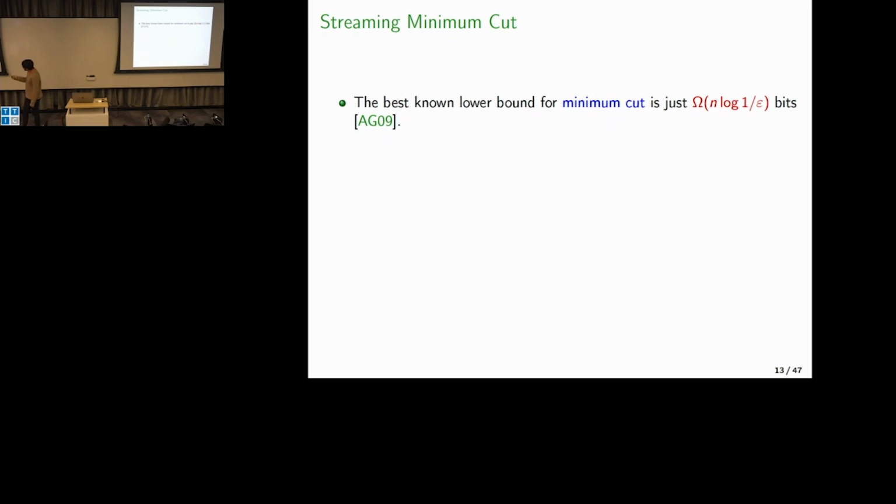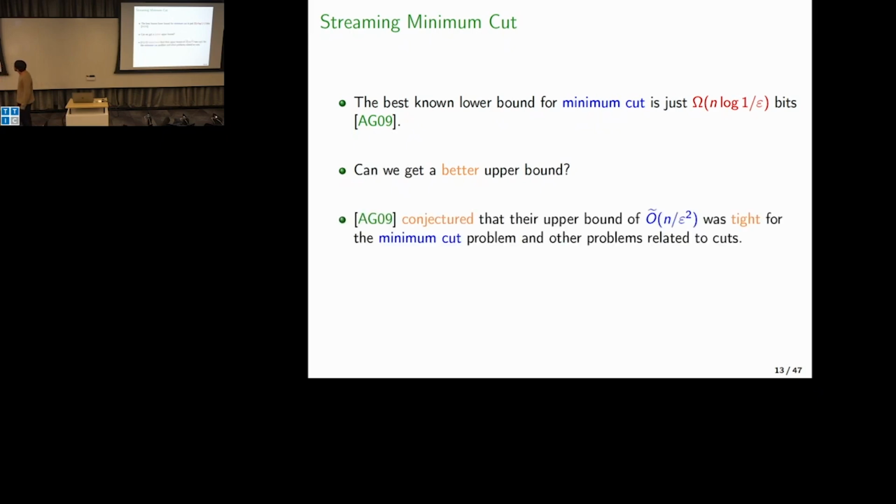So in the same paper, Ahn and Guha gave a lower bound for min cut that is n log 1 over epsilon bits. Not a very strong lower bound of n over epsilon square, but n log 1 over epsilon. And maybe this is the right answer. So the question is, can we get a better upper bound, match this lower bound? And Ahn and Guha conjectured that no, you can't do this.